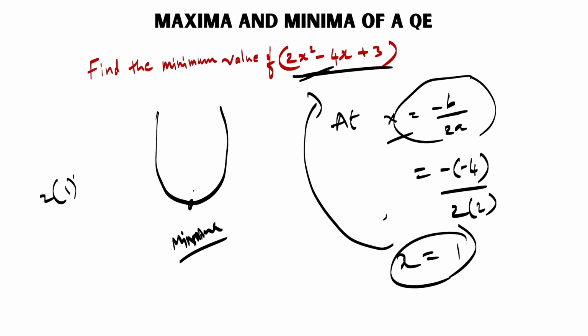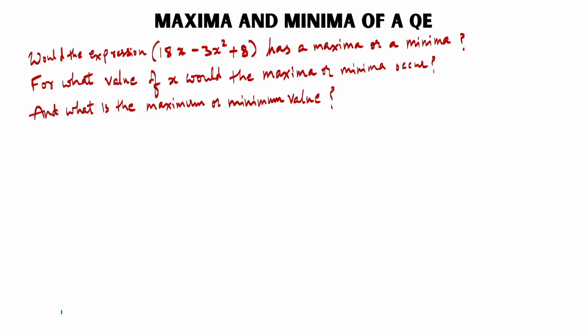So 2 into 1 square minus 4 into 1 plus 3 will be equal to 1. So what is the least value? What is the minimum value? The minimum value is also 1. Let's move on to the next question.